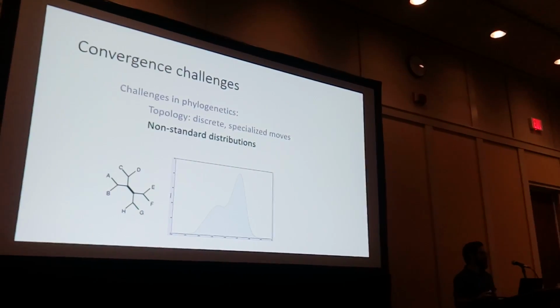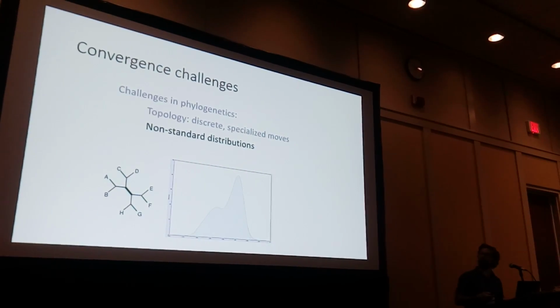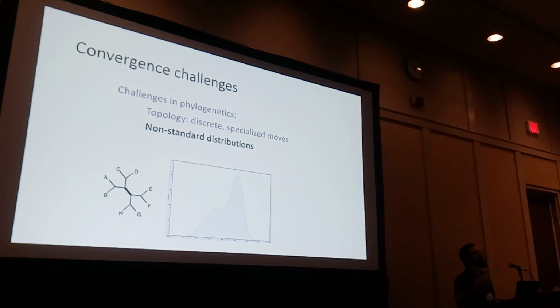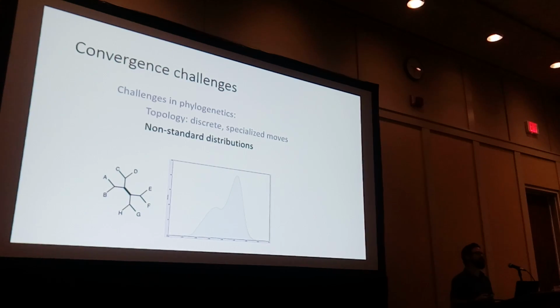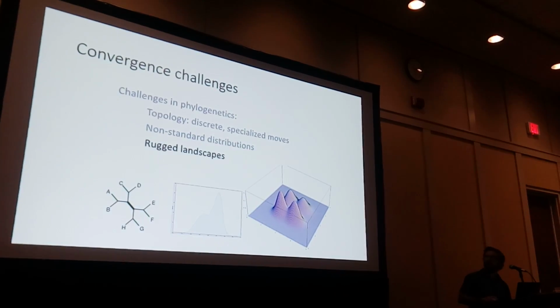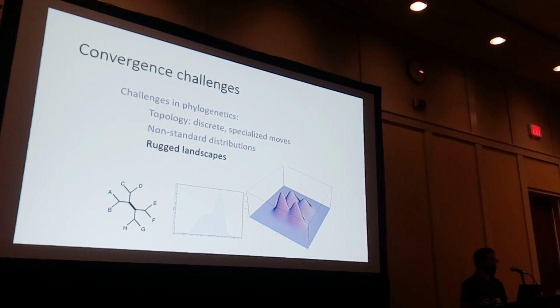Even if we're not dealing with topology, and we're dealing with more standard statistical parameters, we often end up with non-standard distributions. We get multimodal, strangely peaked distributions, things with weird skews, that don't follow more typical statistical distributions. And then we combine all these together, where we've got these weird distributions for parameters and we've got topology added in, we can end up with really rugged parameter landscapes, where we have regions of high probability that are separated from each other by deep valleys of low probability.